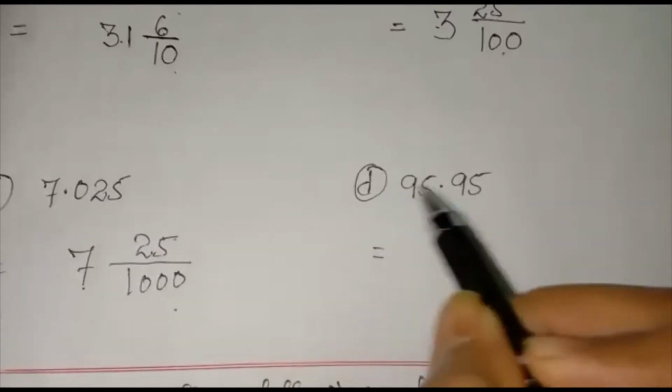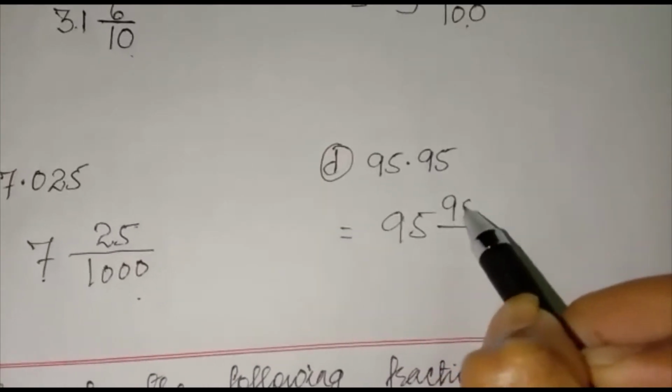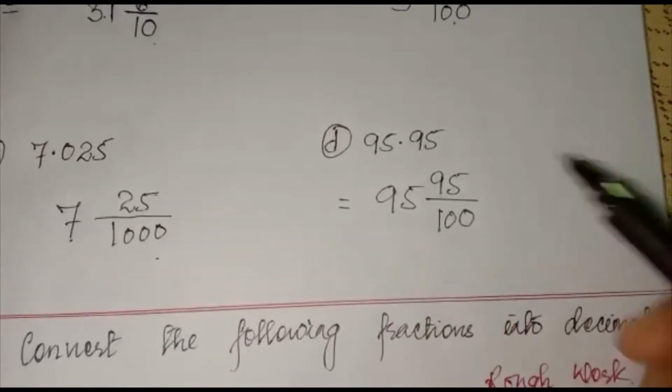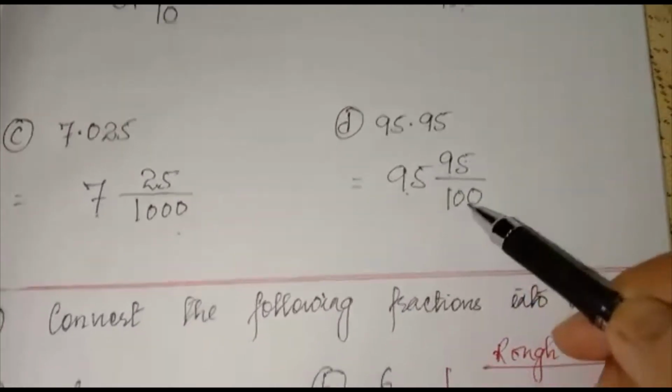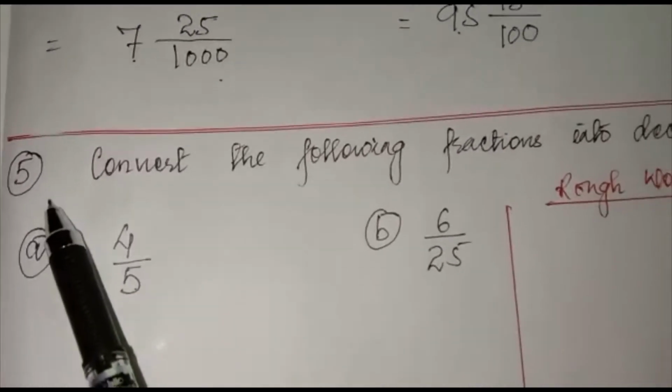So here this 95 is the whole number. Then this 95 you have to write up. After the decimal we have two numbers, so 100. So divided by 100. 95 by 100.